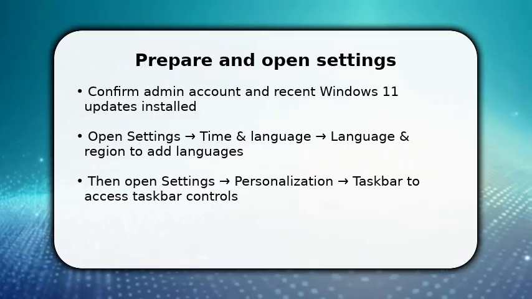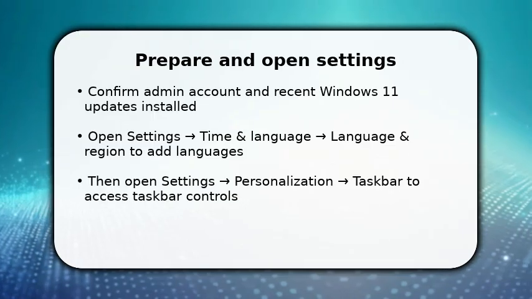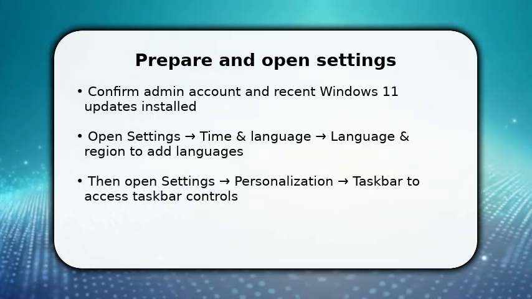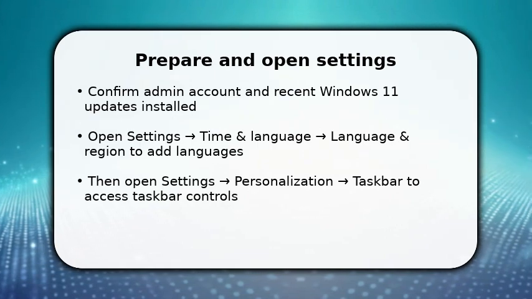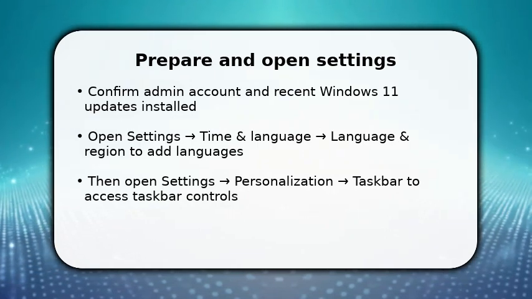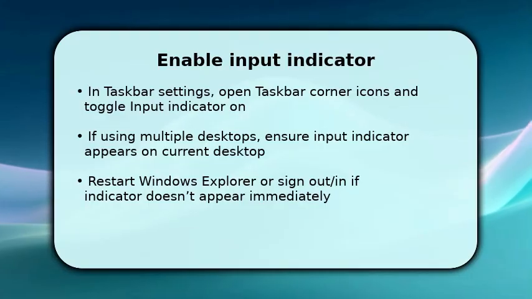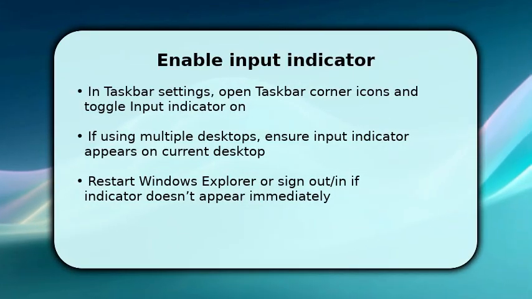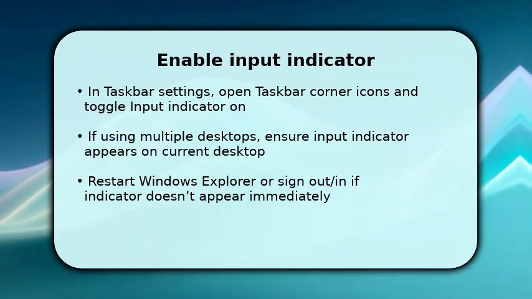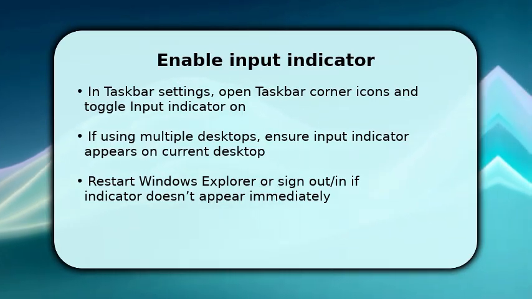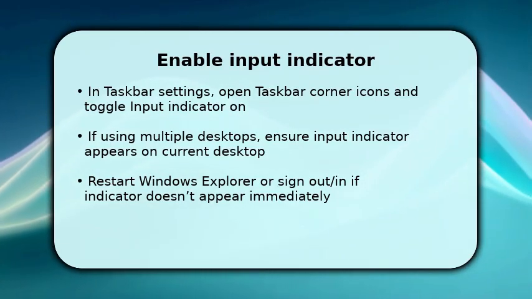Next, navigate to Personalization and open Taskbar, so you're positioned to enable the input indicator that restores the language bar on the taskbar. Now you enable the input indicator, which is the language bar's control. In taskbar settings, choose taskbar corner icons and flip the input indicator to on. This places the indicator near the system tray.